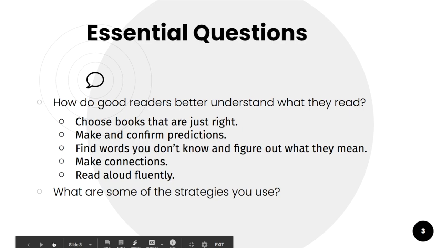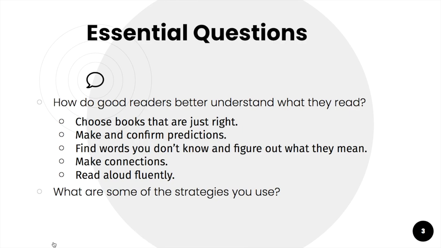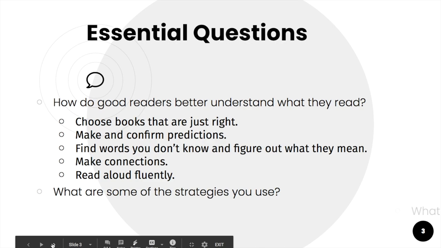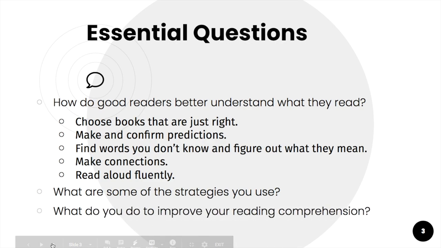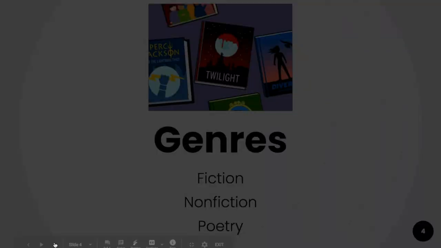And these are some questions to think about during our lesson. What are some of the strategies you've used? So far we've done strategies like conflict and resolution, and summarizing. Making connections is definitely a reading strategy. Which of these strategies do you use, or have you used since learning about them? And also, what do you do to improve your reading comprehension? These are some things that you should think about while we're talking about the different types of genres.